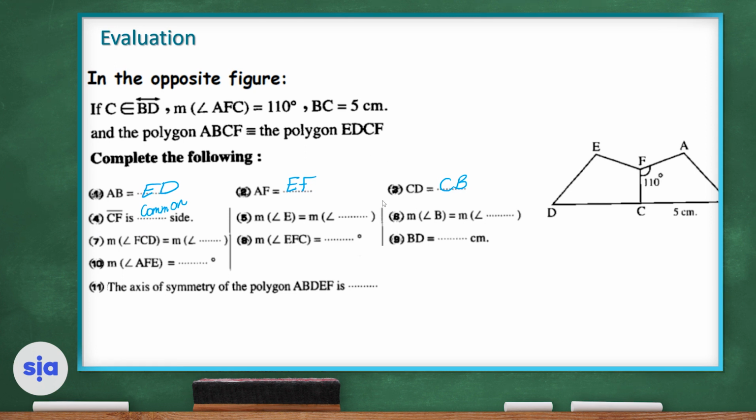The measure of angle E is equal to the measure of angle A. The measure of angle B is equal to the measure of angle D. The measure of angle FCD is equal to the measure of angle FCB. And the measure of angle EFC is 110 degrees, while BD is 10 centimeters long. Question 10. The measure of angle AFE is 220 degrees, where the axis of symmetry of this polygon is the straight line FC.